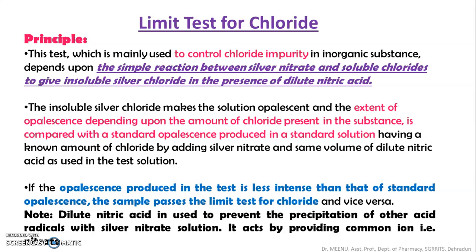Here the dilute nitric acid plays the important role of preventing the precipitation of other acid radicals with the silver nitrate solution. So this is the common role.